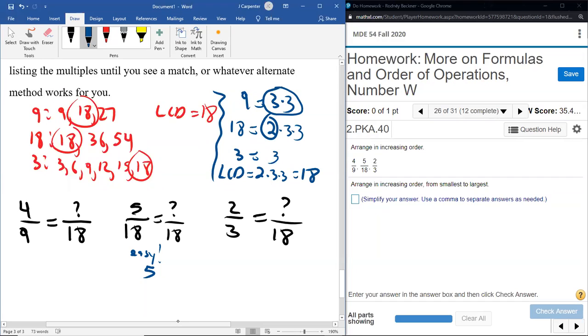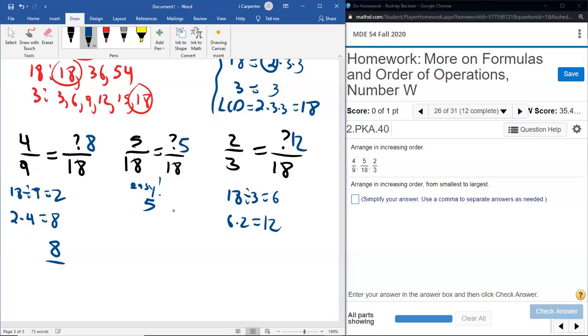For the first one, 18 divided by 9 is 2. Then we take that 2 and multiply it by the 4, which is 8. So that one would be 8. This one would be 5. For the last one, 18 divided by 3 is 6. 6 times 2 is 12. So there's our equivalent fractions. We have 8 18ths, 5 18ths, and 12 18ths.